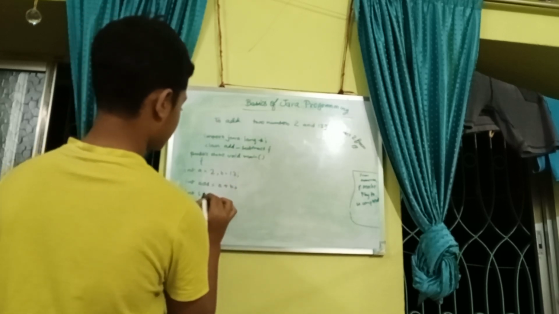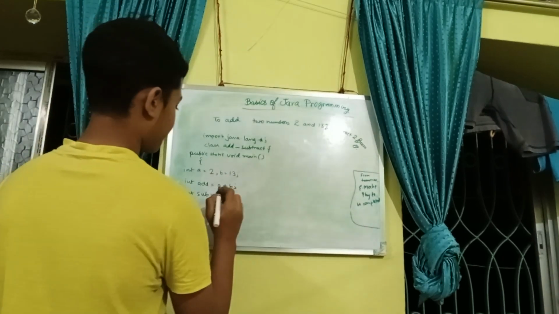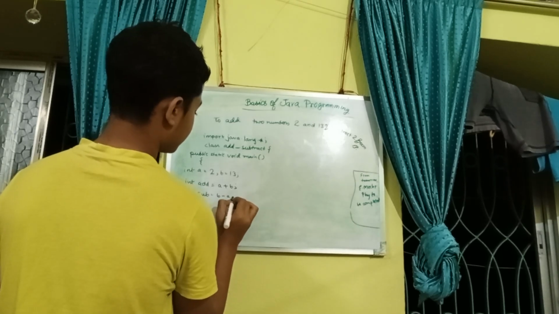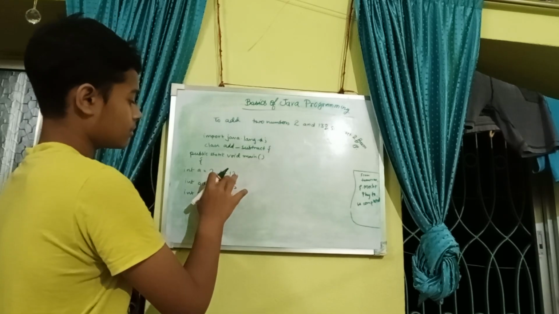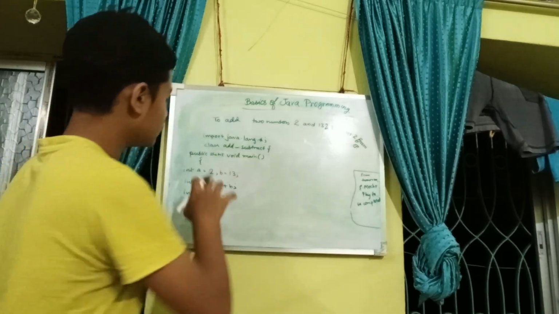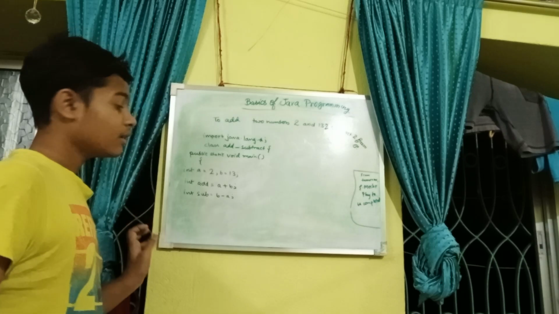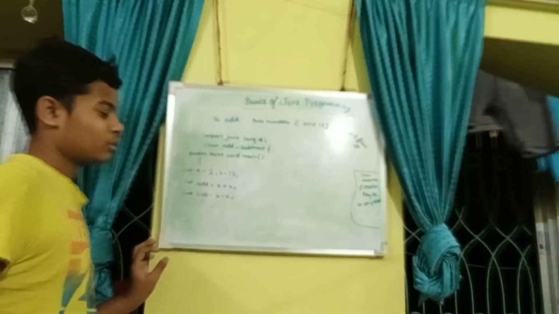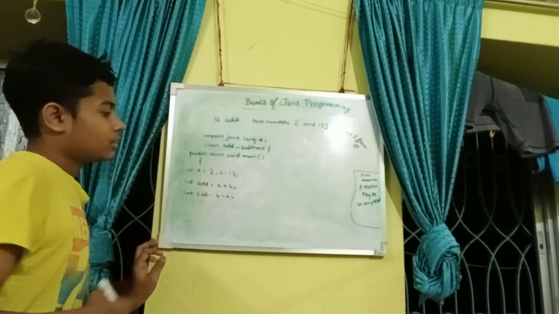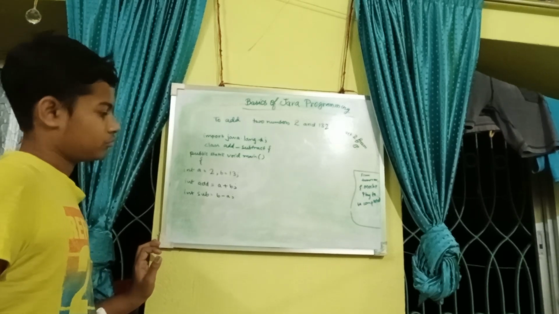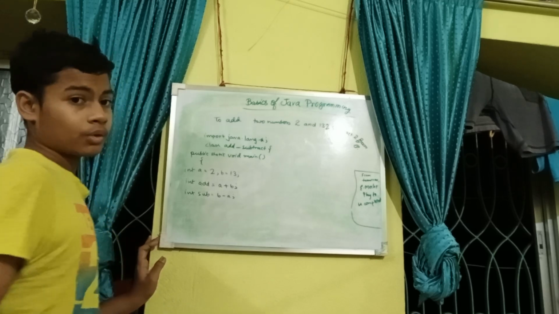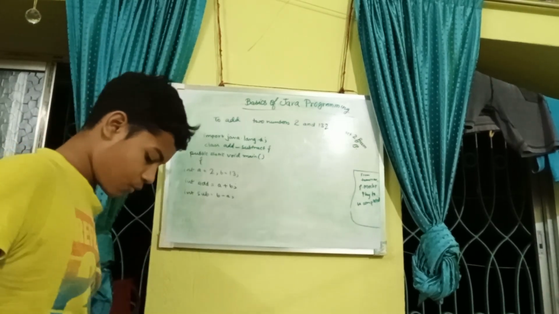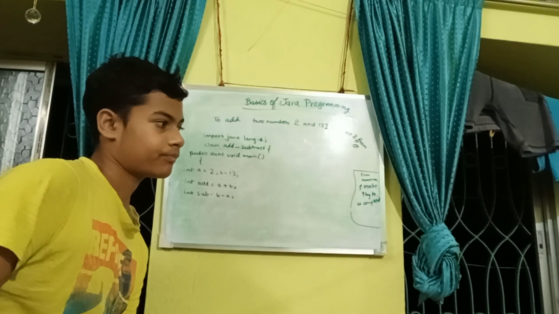Subtract: I am writing sub, b minus a. I'm writing b first because b is a larger value than a. A contains 2, so it's smaller than b, which is equal to 13. So you can understand how much it is, it's easy.